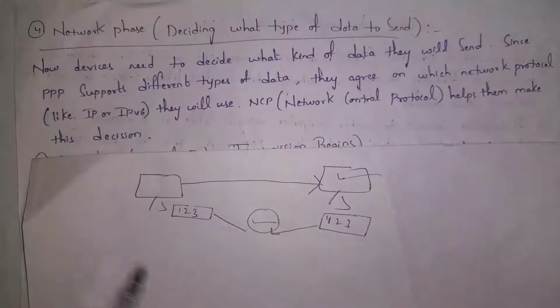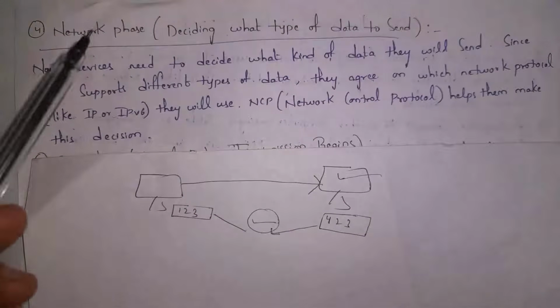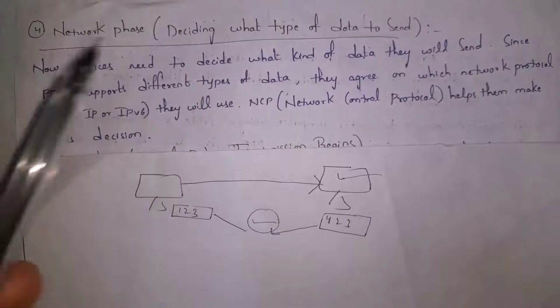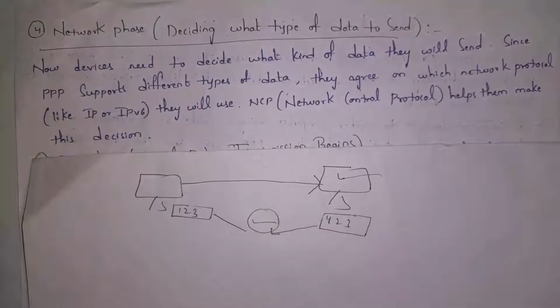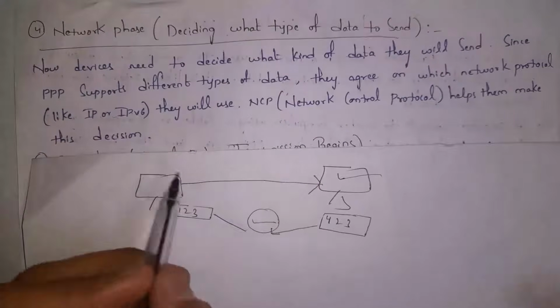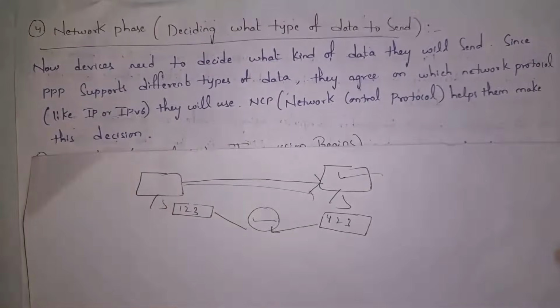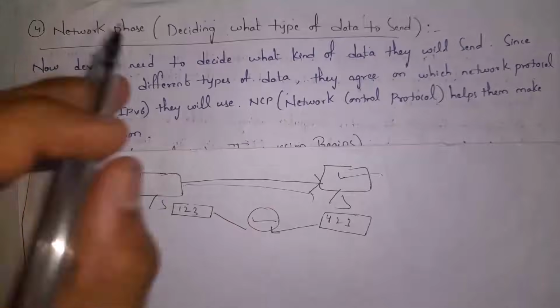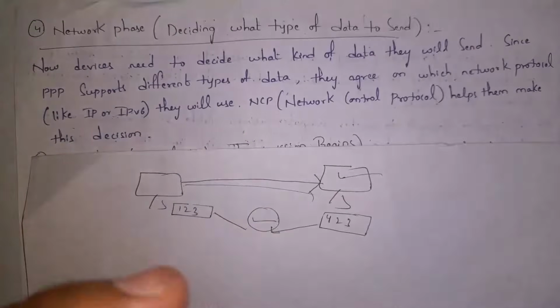And fourth phase is network phase. In network phase, devices need to decide what kind of data they will send. Since PPP supports different types of data, they also need to decide which protocol they will use, like IP or IPv6. Thus, normally we will send different types of data, like images, PDF files, songs, videos, etc. So in network phase, devices need to decide what kind of data they will send.